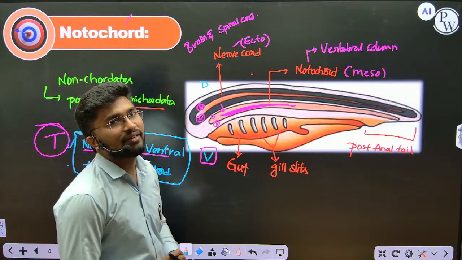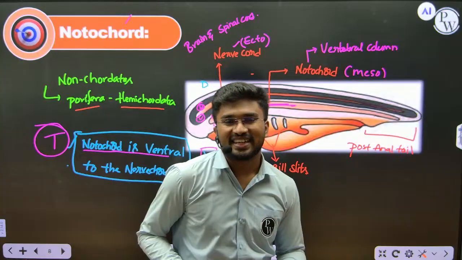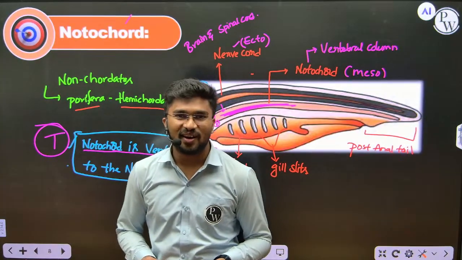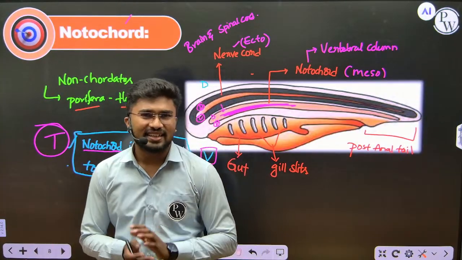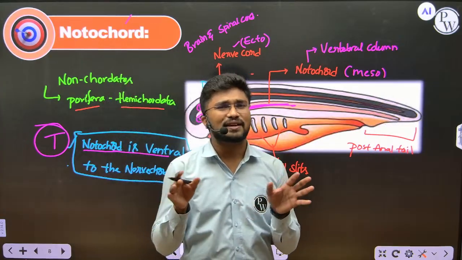Later we studied about notochord. If animals have notochord, these are called chordates. If they do not have notochord, these are called non-chordates. There are some differences between chordates and non-chordates.